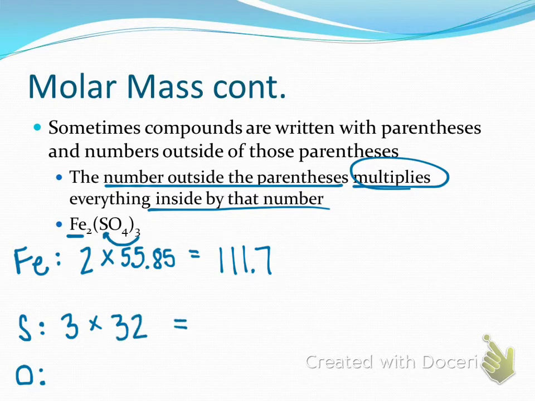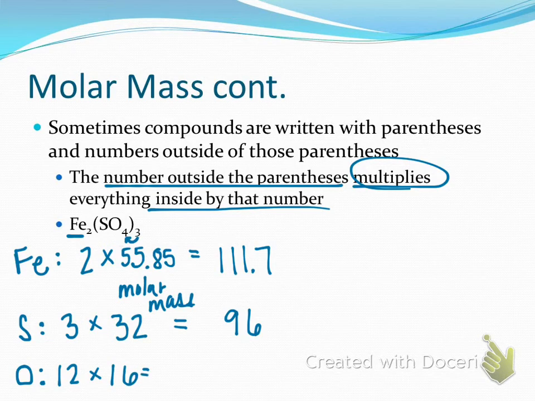Is that the mass? 32 is the mass. Yep, these are both molar mass. Okay, so now oxygen. Knowing what we know about that multiplication, how many oxygen atoms do we have? 3 times 4 is 12. Okay, so now we need to add all of those things together.